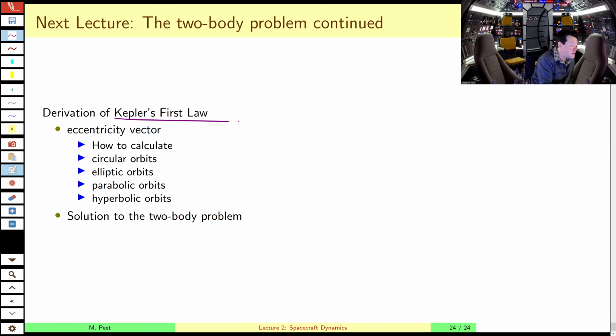Specifically, we'll talk about the eccentricity vector, how to calculate orbits, how to get the eccentricity and the semi-major axis. And then we'll use that to calculate the other 2 laws of Kepler's motion. And finally, in following lectures, we'll extend this to non-planar motion, so the 3-dimensional motion as well. But then again, that is another lecture, and I just don't want to get ahead of myself.